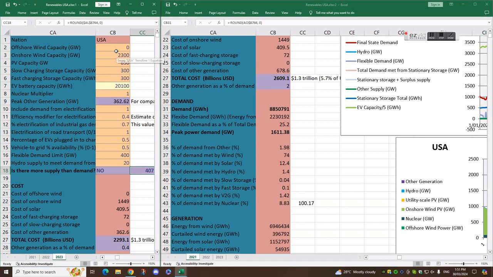So now we go to 2023, so we see the same build, 2,300 gigawatts of wind, 650 gigawatts of solar, 300 of each type of storage. We have road transport electrified, we have gas electrified, but it says no, supply is not meeting demand. We are 407 gigawatt hours short.